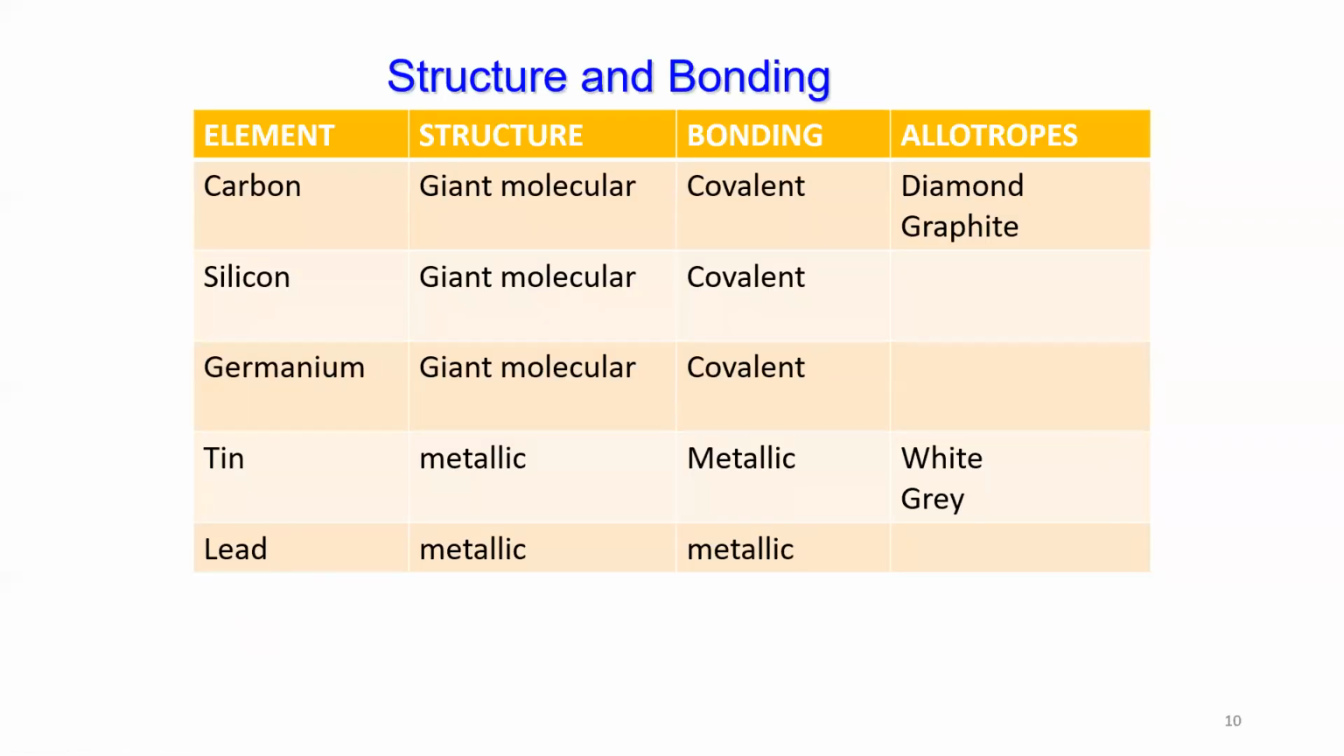So we look at the structure and bonding. For structure and bonding, carbon, silicon, and germanium have a giant molecular structure. So the structures are large when you say giant. And the bonding is covalent for the three of them. But for tin and lead, the bonding is metallic. So they are metallic, and we have the white tin and the gray tin. These are the allotropes. While for carbon, we have diamond and graphite.